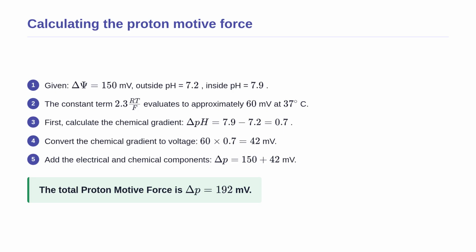Finally, we add the 150 millivolts of electrical pull to the 42 millivolts of chemical push. Our final answer is 192 millivolts. Physically, this means the combined gradient acts like a tiny 192 millivolt battery across the membrane.